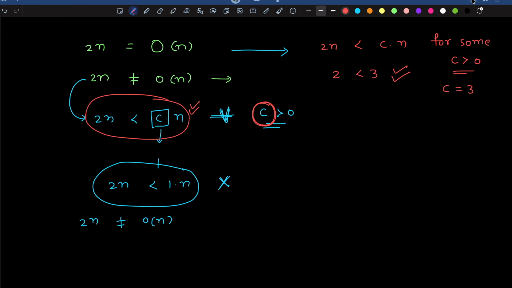Now let me give you one more example so that you get a better idea about small o. Let's say I have 2n and n square. So can I say that 2n is equal to small o of n square? Why? Because n square grows much faster than n, right? Again, we'll write down the expression as per the definition of small o. So can I say that 2n is less than c into n square? Now, if we divide n on both sides, my expression will be 2 is less than c into n, right?